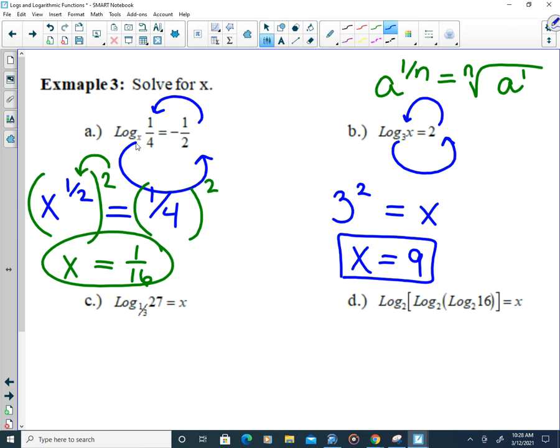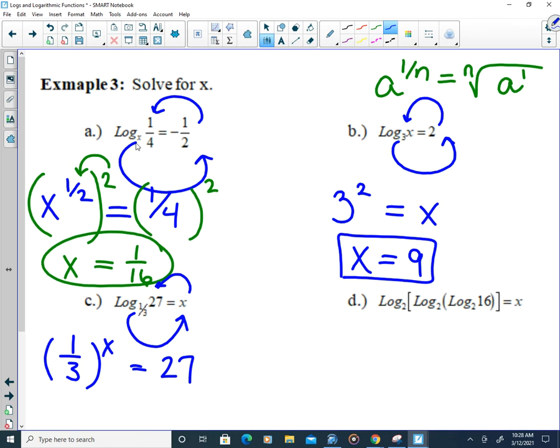Right, C, we got log base 1/3 of 27 is equal to x. So this is just like what we did yesterday. So we're going to go 1/3 to the x power is equal to 27.